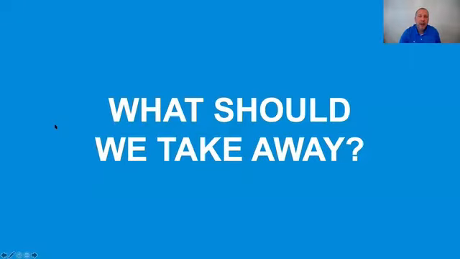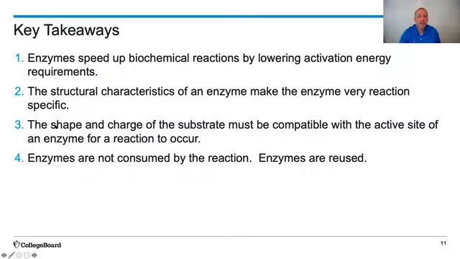So what should you take away from this lesson? First, enzymes speed up chemical reactions by lowering activation energy requirements. The structural characteristics of an enzyme makes the enzyme very reaction specific. The shape and charge of the substrate must be compatible with the active site of an enzyme for a reaction to occur. And finally, enzymes are not consumed by the reaction.